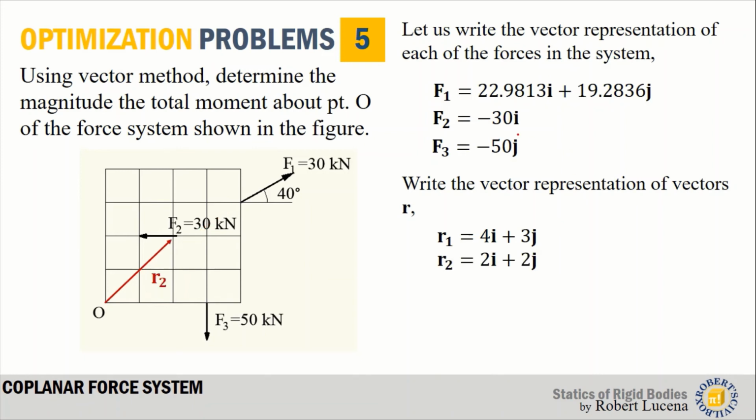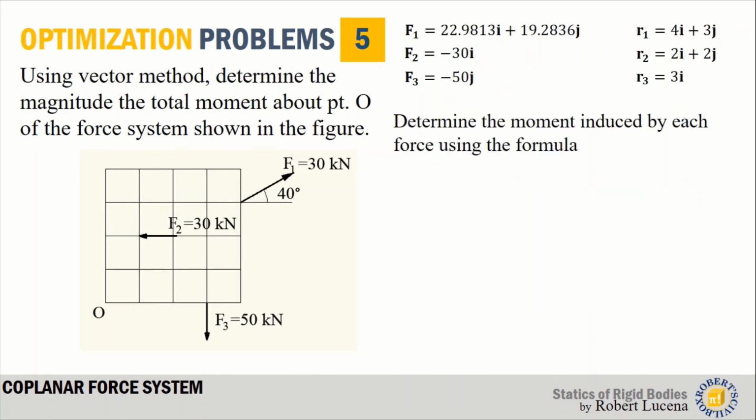Now for F2, the corresponding R is R2. We have 2i plus 2j. And for R3, we have 3i and 0j because there's no displacement in y. I mean, from point O to the point in the line of action of F3 that we selected, there is no change in y. So that is only 3i. Now recalling or writing them up, we have F1, R1, F2, R2, F3, R3.